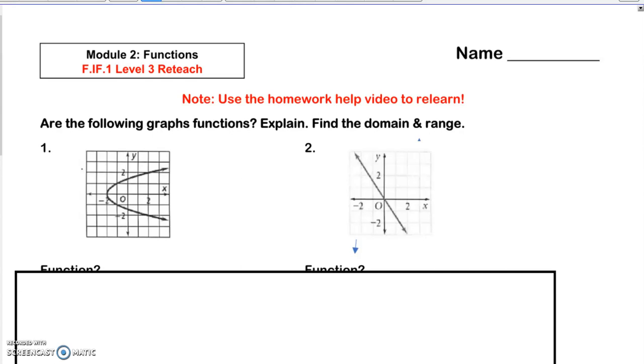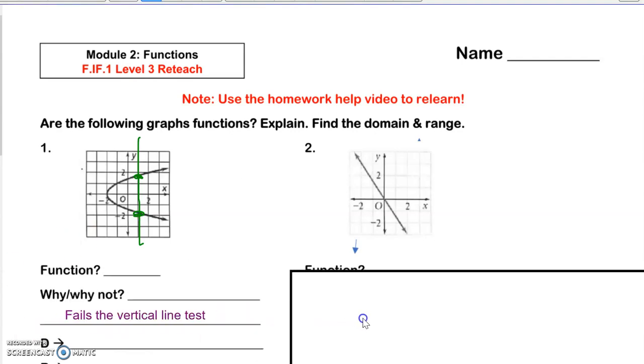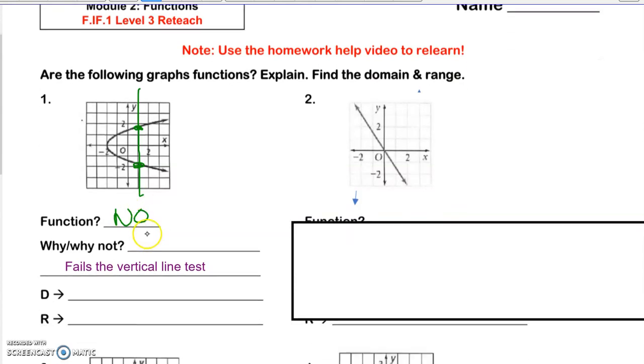So in order for it to be a function, we have to see if it passes the vertical line test. And we can know if it passes the vertical line test if it only hits the line once. And in this case, I see that it hits it in two places. As long as it hits it in two places, we know it's going to fail. So this one is no, it fails the vertical line test.